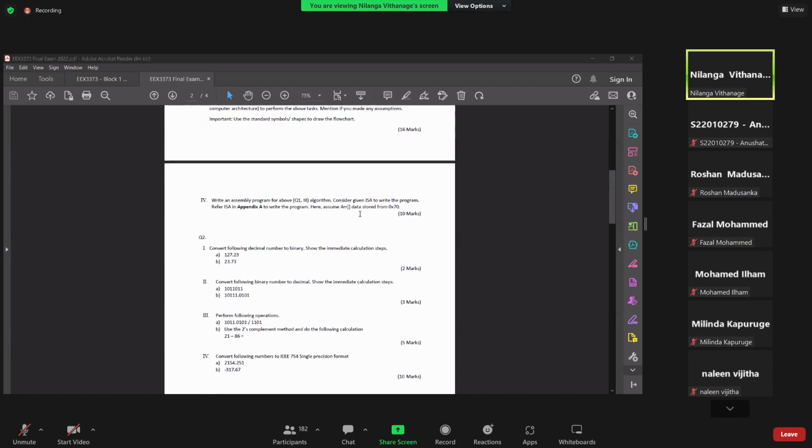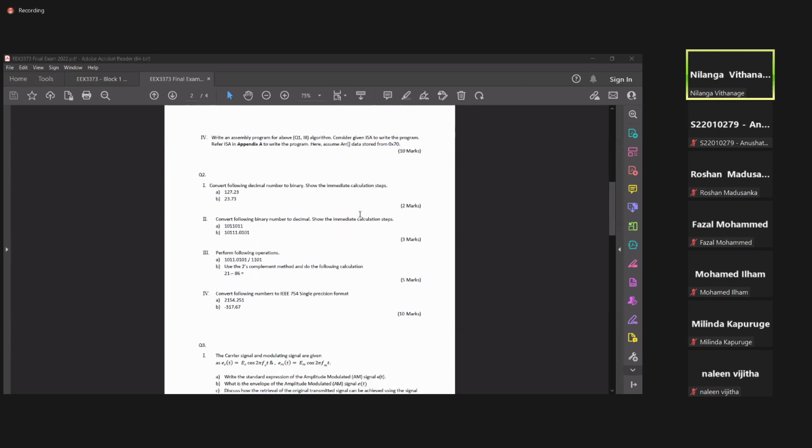Okay, so this is the final exam question. Even the exam paper which is available in the LMS has the same type of questions, right? Only the numbers are different, so you can try it out and you can evaluate yourself.